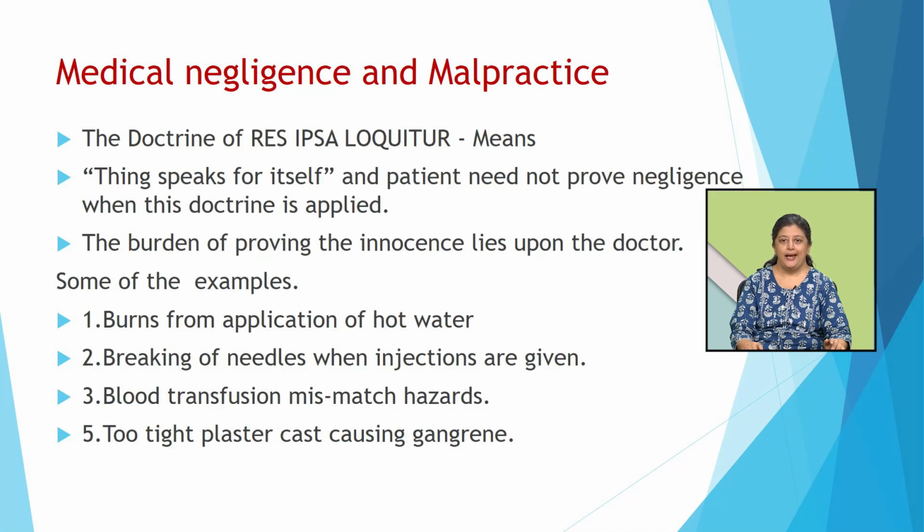Medical negligence and malpractice. The doctrine of res ipsa loquitur means the thing speaks for itself, and the patient need not prove negligence when this doctrine is applied. The burden of proving innocence lies upon the doctor. Some examples are burns from application of hot water, breaking of needles when injections are given, blood transfusion mismatch hazards, and too tight plaster cast causing gangrene.